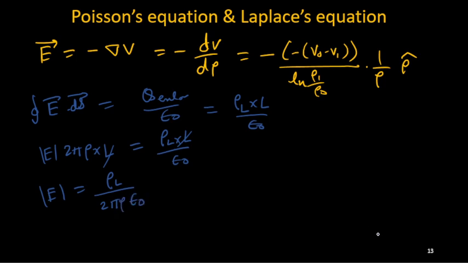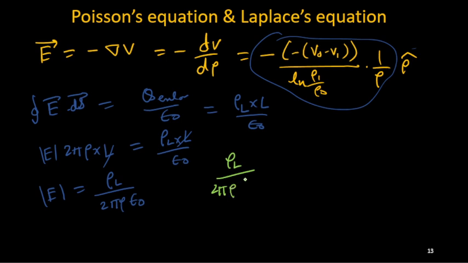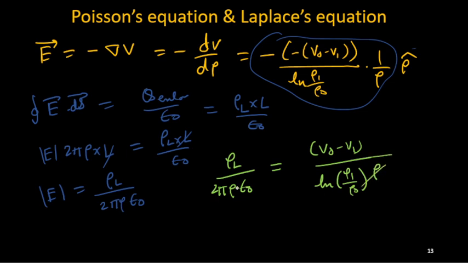Now we can equate these two. This is the magnitude part, and this is direction only. So what will you get if I equate these two? rho L upon 2 pi rho epsilon naught is the same as, the minus and minus make plus, V naught minus V1 upon ln rho 1 upon rho naught, times 1 upon rho. And this rho will cancel out.